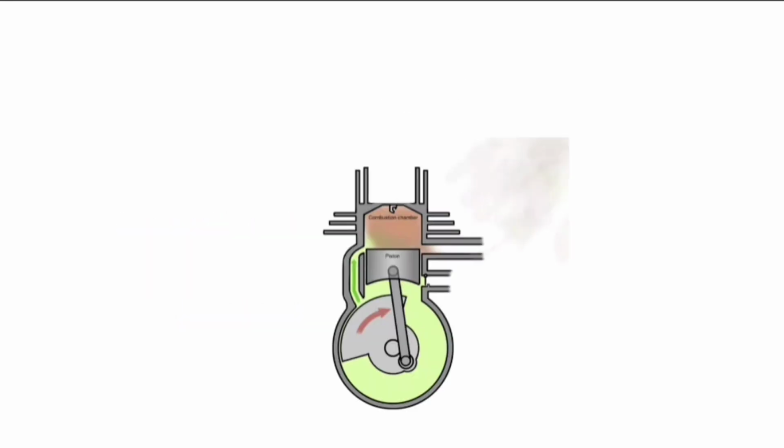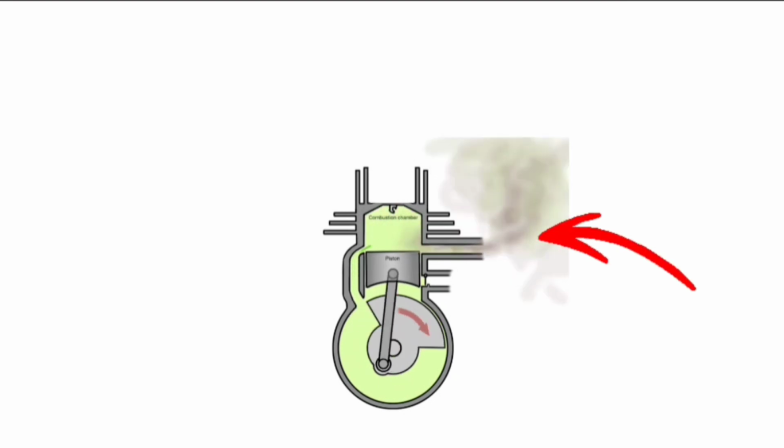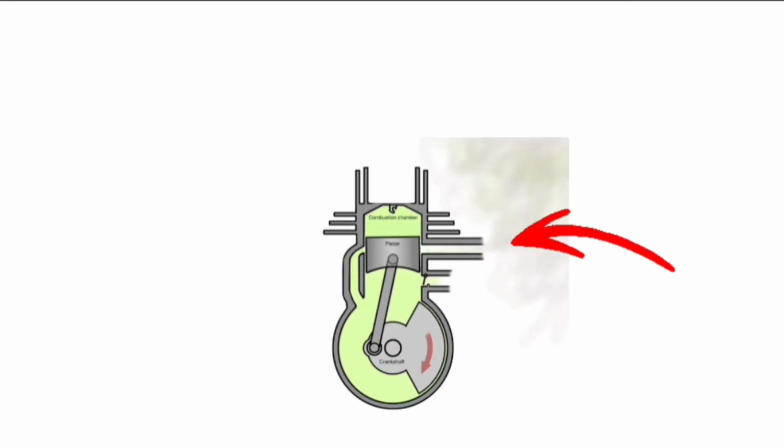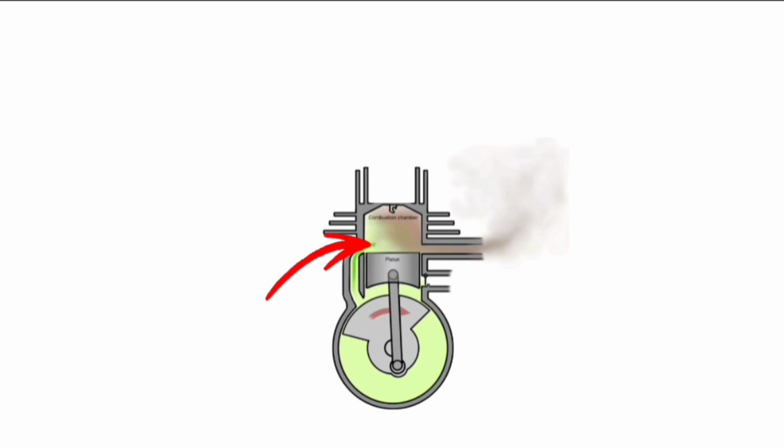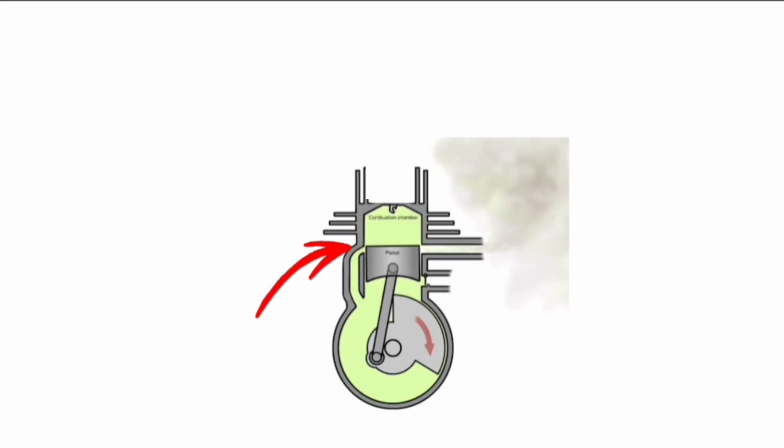At the end of the cycle, the exhaust valve is opened and the burnt gas is sent out. In the meantime, fresh air is allowed to pass into the cylinder.